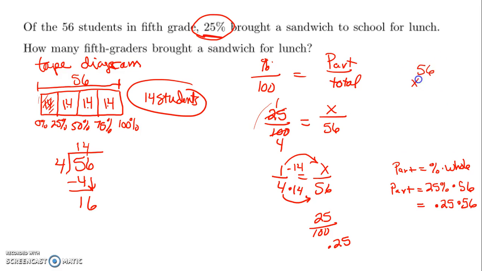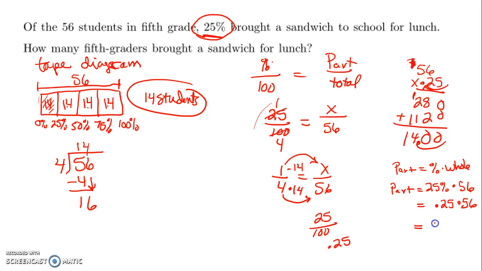So if I did 56 times 0.25, 5 times 6, that's 30, carry a 3. 5 times 5 is 25, and 3 more is 28. 0 placeholder, 2 times 6 is 12. 2 times 5 is 10, and 1 more is 11. 0, 8, and 2 is 10. 2, 3, 4. 1, 2 places, 2 places.